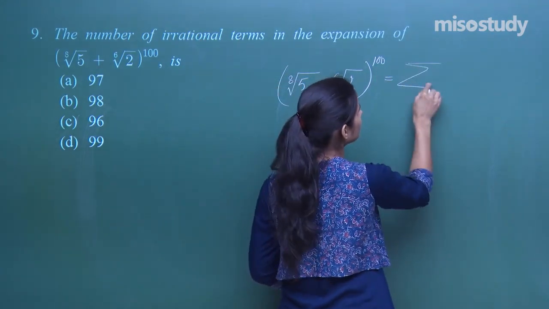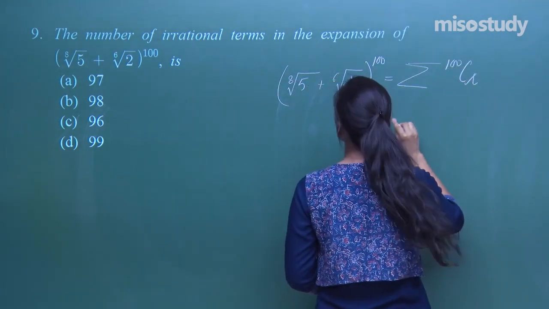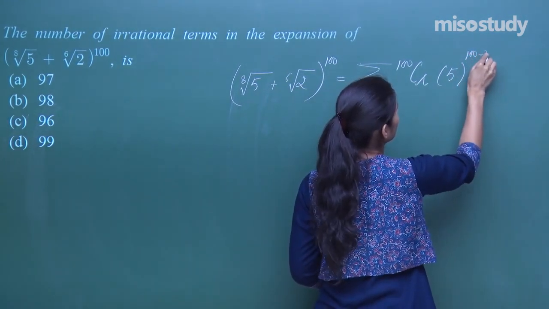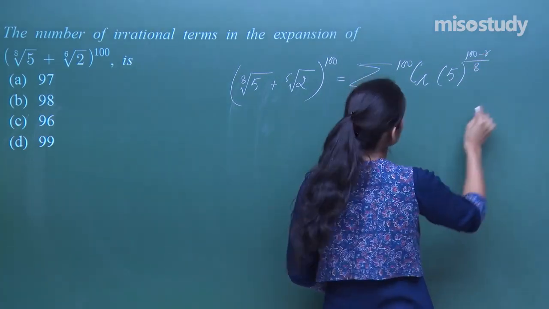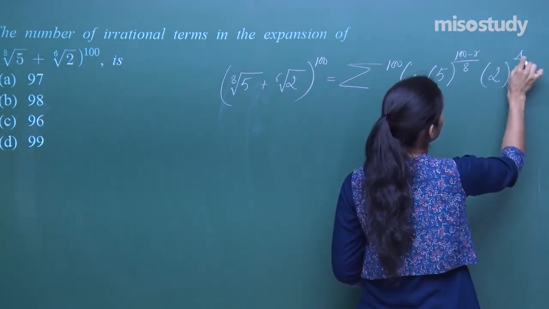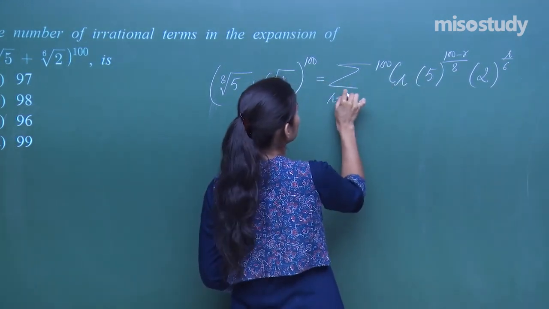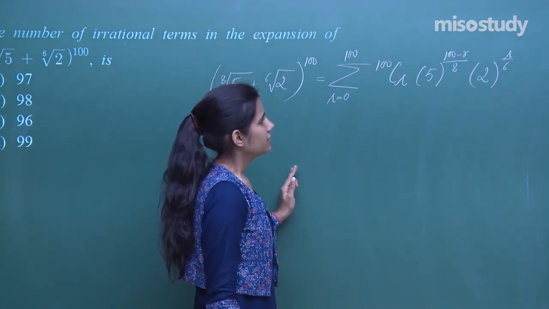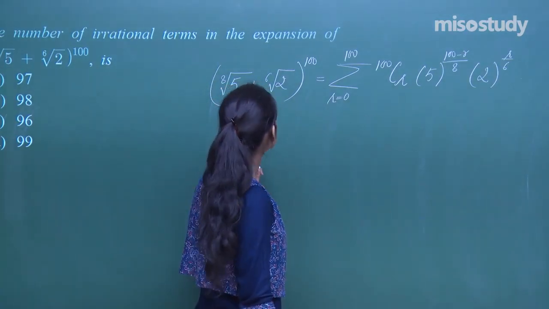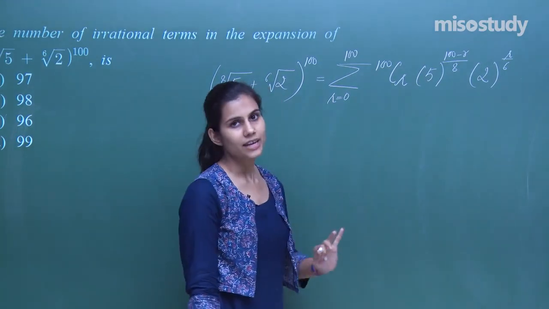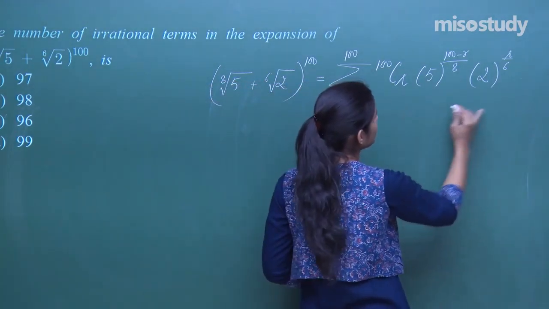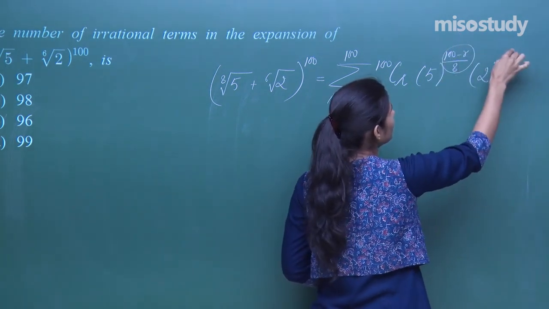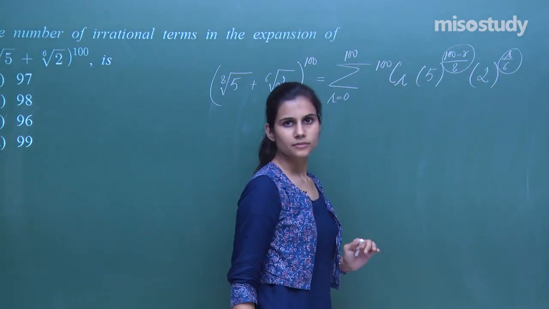This is summation 100CR (8th root of 5) to the power 100 minus R, and (6th root of 2) to the power R, R going from 0 to 100. So there are 101 terms. What do I want? When is the very time when I am going to get rational terms and irrational terms? See, these are the terms. I am going to get rational terms when this is an integer and this is an integer, right?